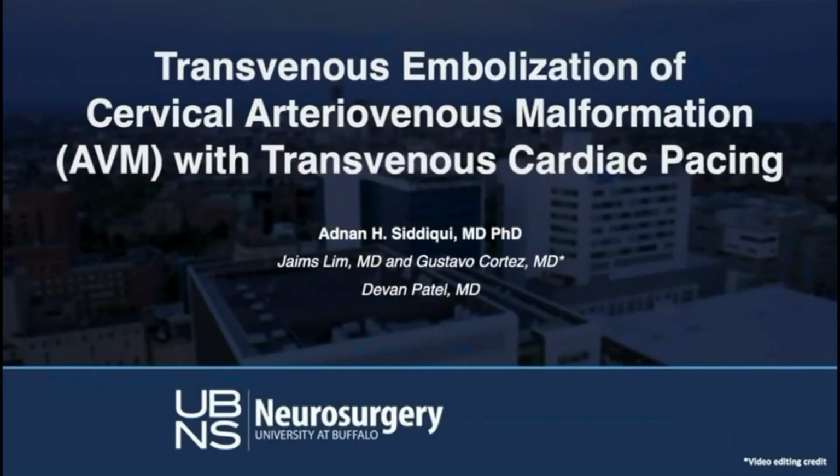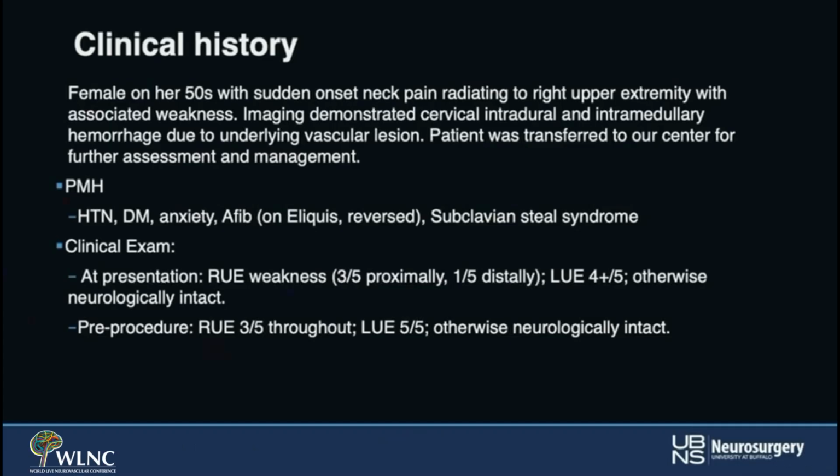We present a case of transvenous embolization of a cervical arteriovenous malformation with transvenous cardiac pacing. This case involves a female in her 50s who had sudden onset neck pain that radiated to the right upper extremity with associated weakness, in which the patient was 3 out of 5 proximally and 1 out of 5 distally in the right upper extremity, as well as mild 4 plus out of 5 weakness in the left upper extremity.